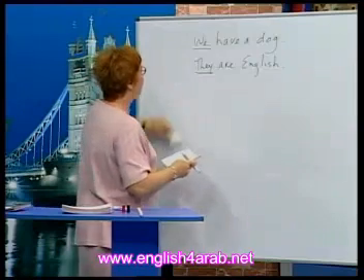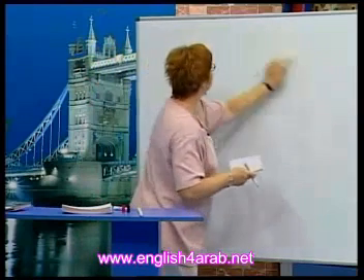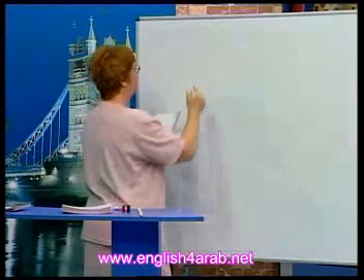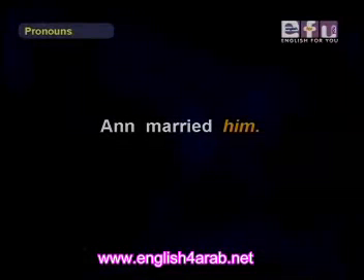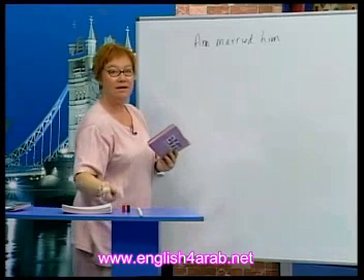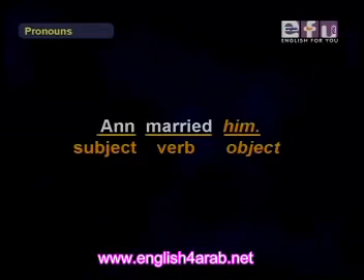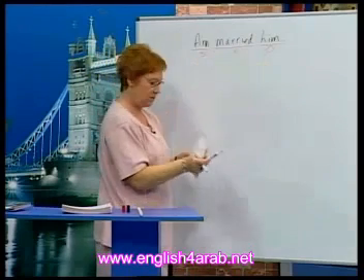So we're going to look at some object pronouns now. And here are some examples. Anne married him. Now, if we look at this, we see Anne is the subject. Married is the verb. And him is the object. Anne married him. All right?